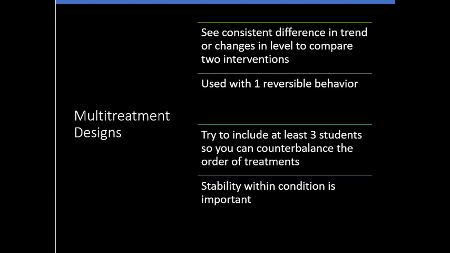When using multi-treatment designs, try to include at least three students so that you can counterbalance the order of treatments to reduce the threat of multi-treatment interference. For example, you might test AB-CBC for one student and AC-BCB for another student. Stability within conditions is important for making a causal inference.